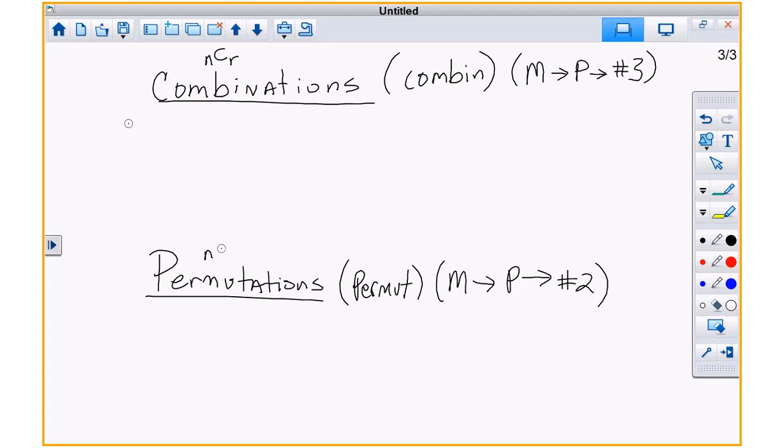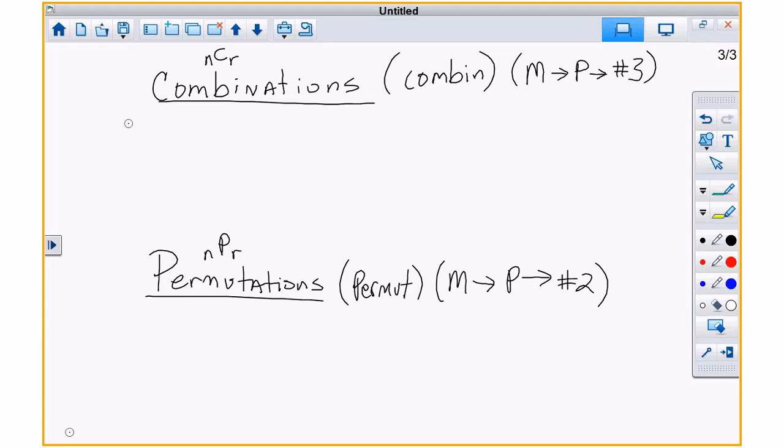N is always your biggest number. I've told you that since the first day of class. All right? So if I give you a question and I give you 2 numbers, one is 30 and the other one is 5, you know that N is 30 and R is 5 because N is always your biggest number. And then you just type it in.